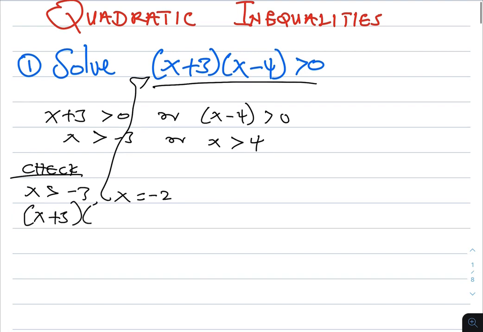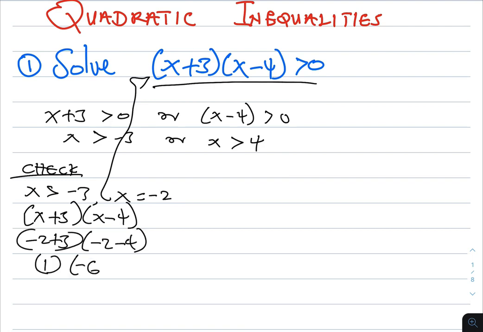So we have x + 3, and then x - 4. We chose x to be -2. So we have -2 + 3, and then -2 - 4. This will be 1, and that will be -6, which will give us -6. Is -6 greater than 0? Sorry, the answer is no. It's not. So that means we are wrong over there.